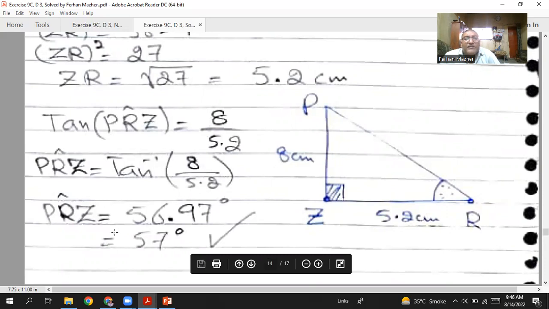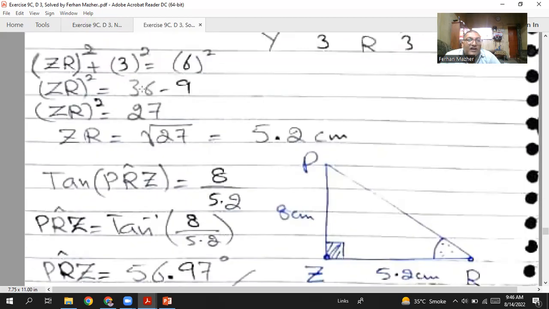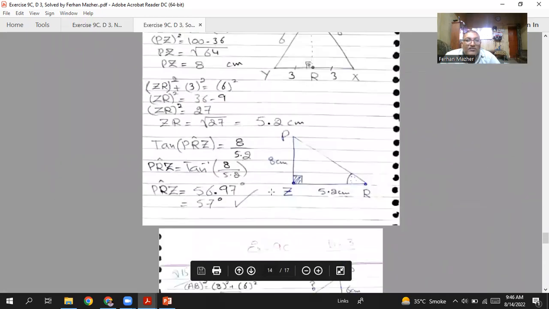And when you do the tan inverse of this, you will get 56.97, which is approximately equal to 57 degrees. So this is how you will do this part. And let me reduce the size so you can see the whole question together.